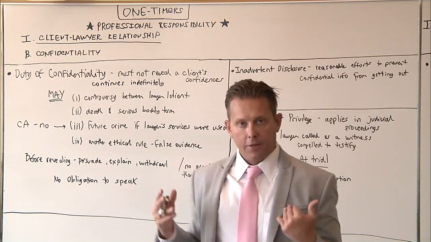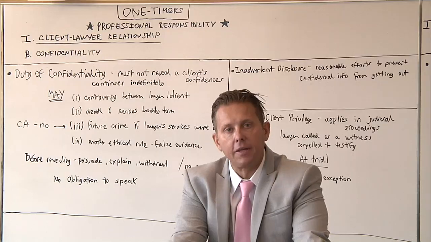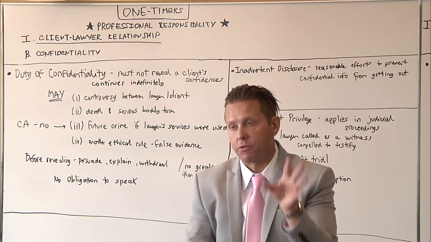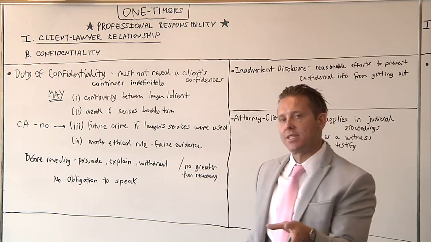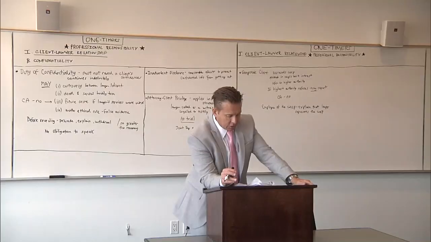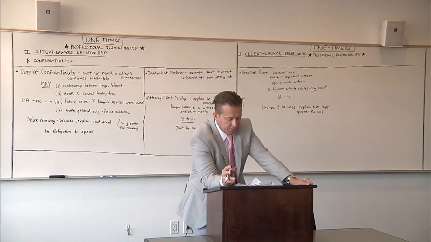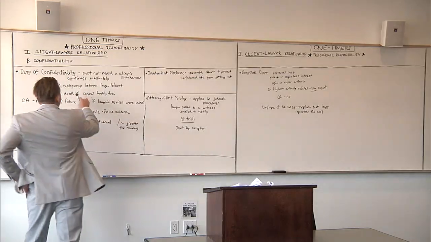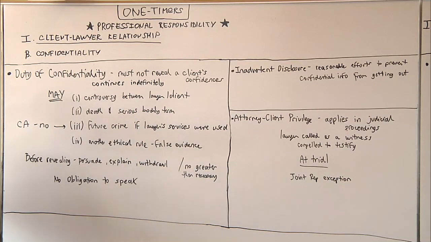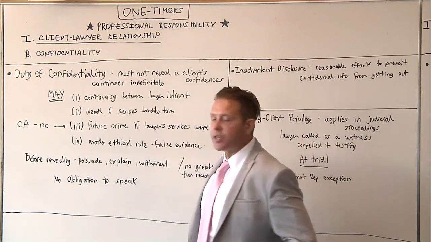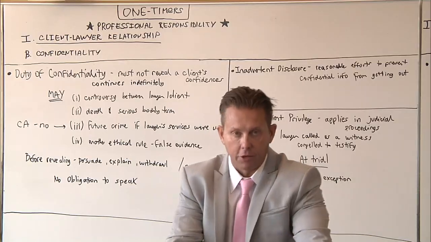However, this is where you're going to be tested, and of course you're going to be tested on the exceptions. Now a lawyer may, but they're not required to. So remember that. You may say something, but you're not required to say anything at any time. So the lawyer may reveal confidential information to the extent the lawyer reasonably believes is necessary. And in a controversy between a lawyer and a client, we're going to get into each of these in a little bit more detail. The lawyer may reveal the client's confidences if death or serious bodily harm is likely to result.